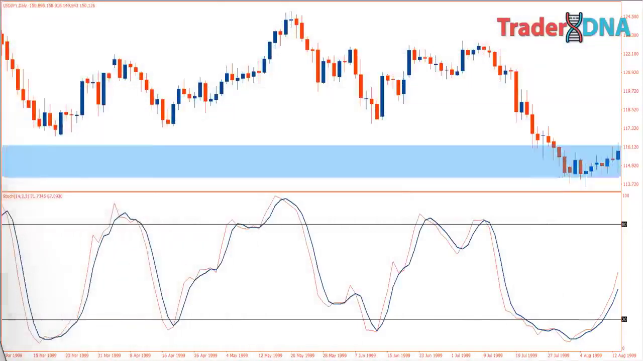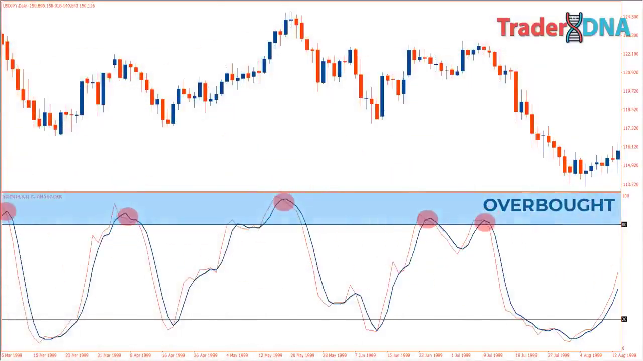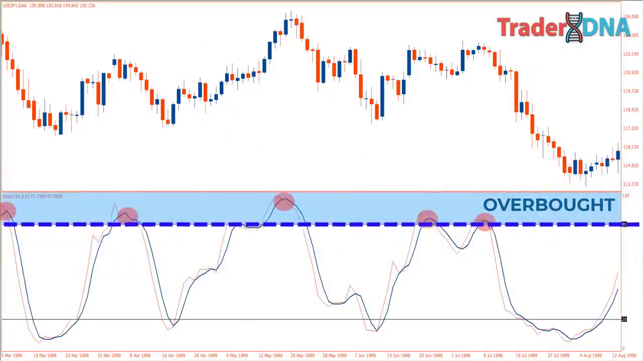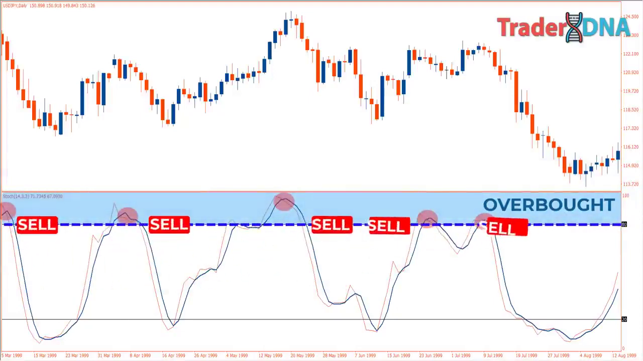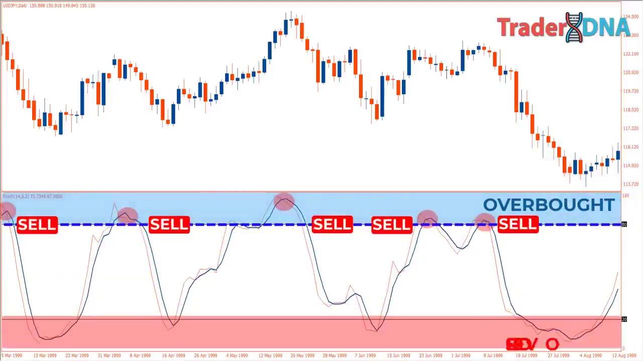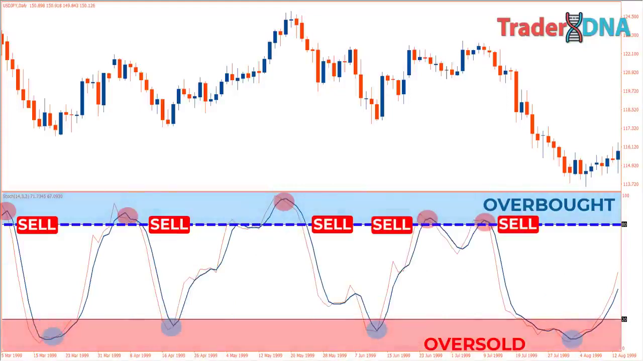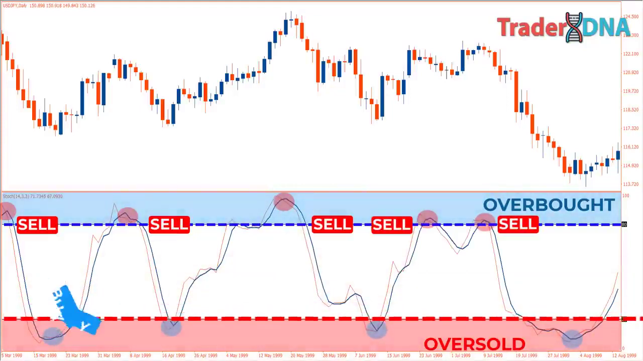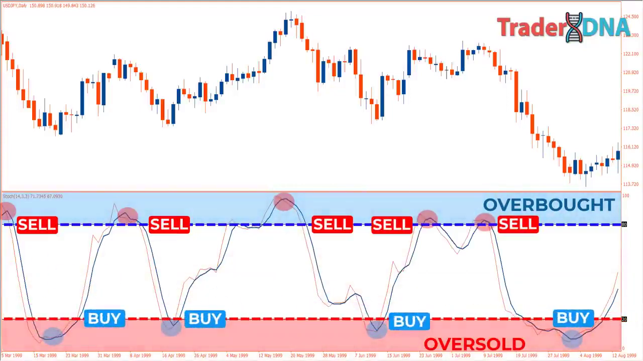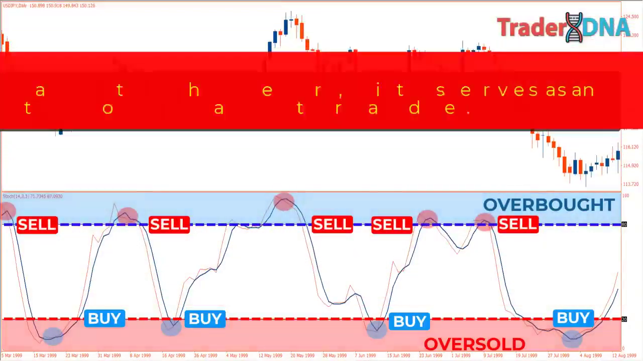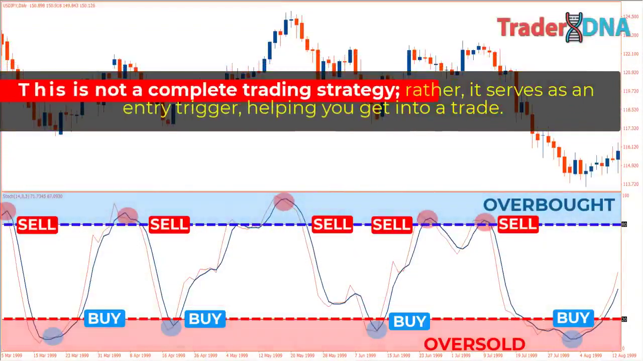In the overbought zone, when the red line crosses below the blue line and dips beneath the 80 line, it triggers a sell signal. Conversely, in the oversold zone, if the red line crosses above the blue curve and rises above the 20 line, it generates a buy signal. It's essential to recognize that this is not a complete trading strategy; rather, it serves as an entry trigger, helping you get into a trade.